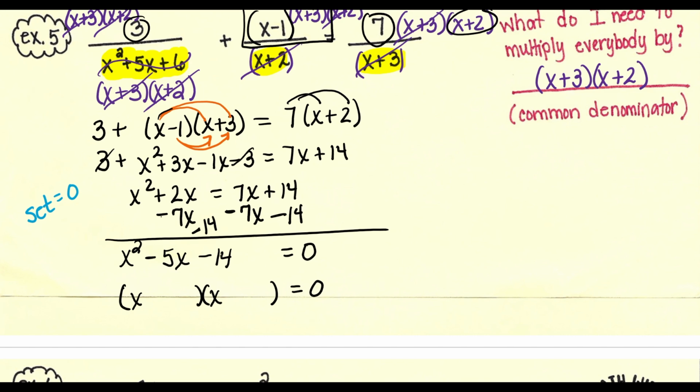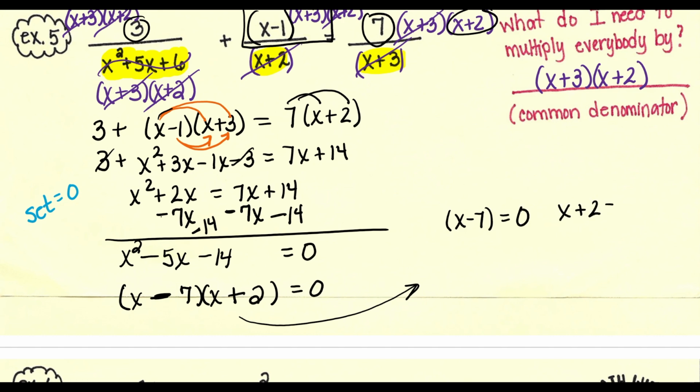What multiplies to get 14 but adds to get 5 is 7 and 2. But look at your middleman right here. It's a negative 5, so we need those negatives to win. We need a negative 7 and a positive 2. At this point, remember that you come over here and you set each factor equal to 0. And so that's going to give me add 7, and x is equal to 7. Subtract 2, and x is equal to negative 2.